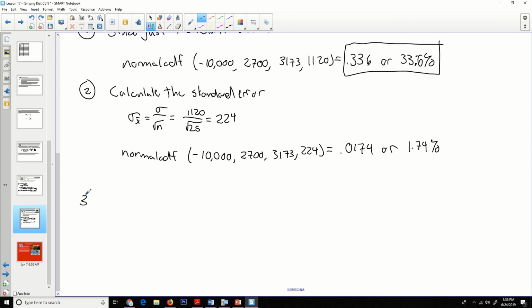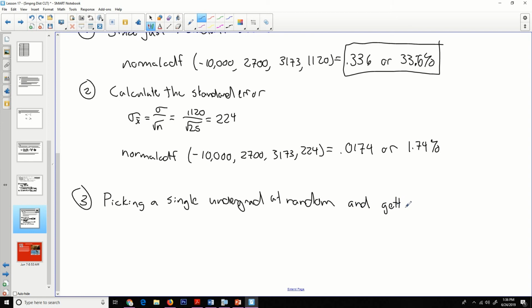Well, let's talk about them. So picking a single student at random and getting a credit card debt of less than $2,700 is not unusual. 33.6%.